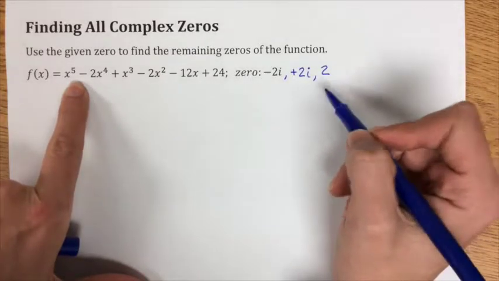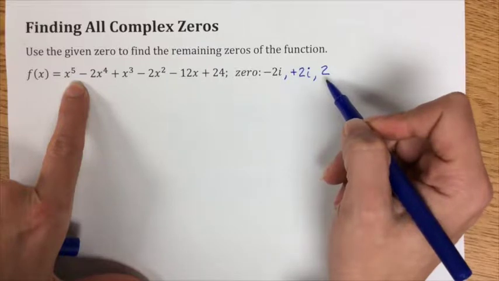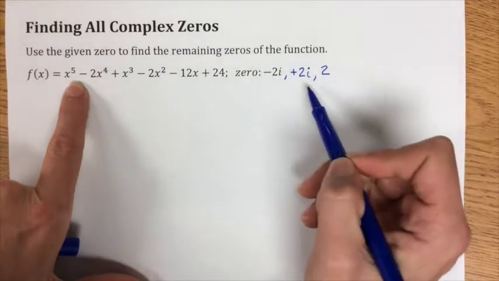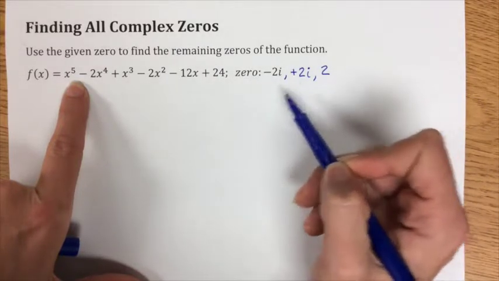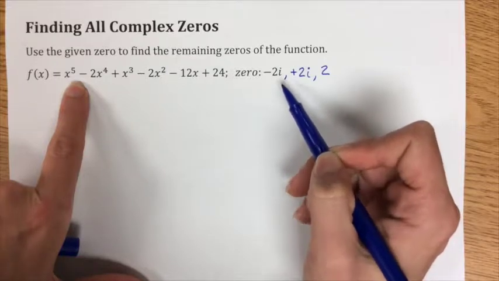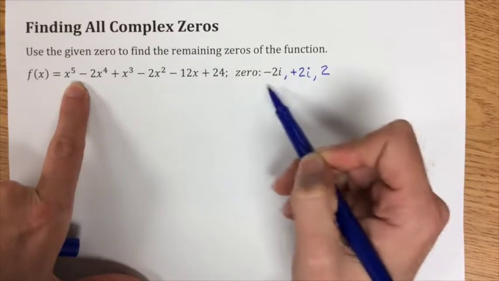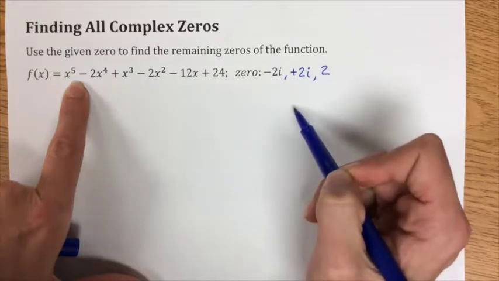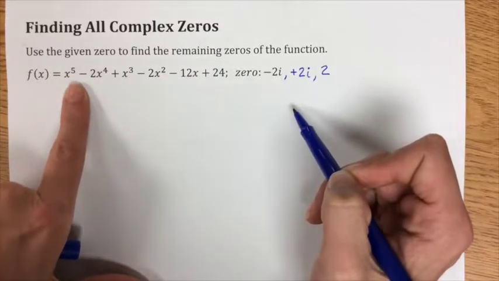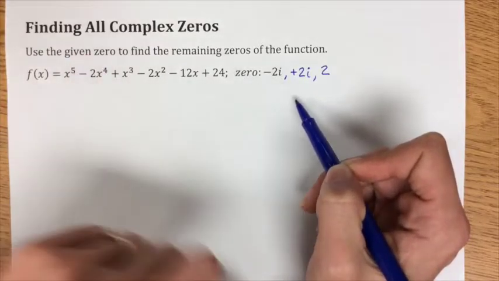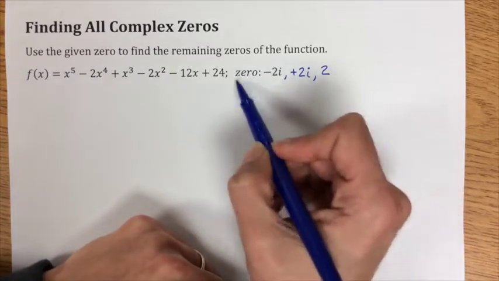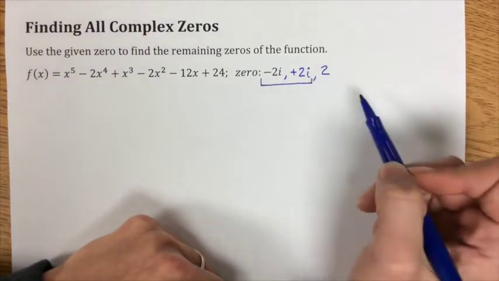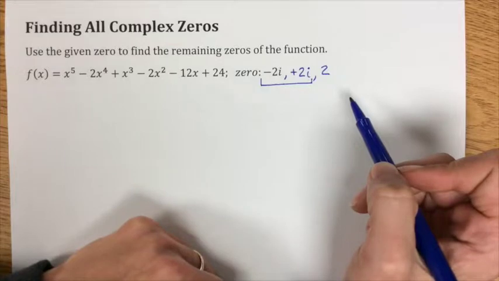We can use synthetic division with 2, but we can't really use synthetic division with negative 2i and positive 2i. But what we could do is multiply those factors together and get a polynomial and use long division. You wondered why we went over long division at the beginning. Well, this is it. So if we have 2 imaginary zeros, we can always multiply those together.